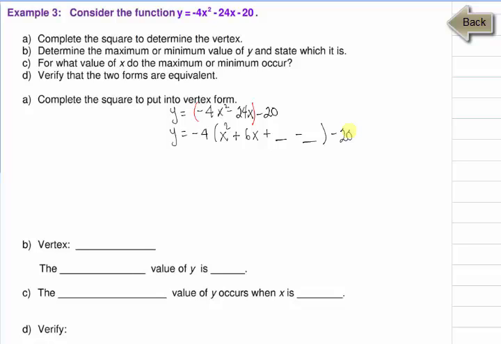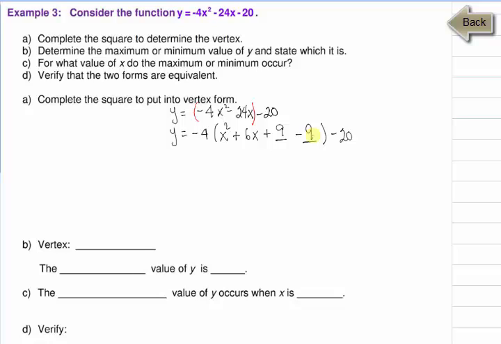Okay? Now, if you're not sure whether you have factored this correctly, then expand to see if you get back to negative 4x squared minus 24x. So you're going to go negative 4 times x squared, negative 4x squared, so you're right on that one. Negative 4 times positive 6x will give me negative 24x, so you're right on that. So the next thing we do is complete the square. We take half of 6, which is 3. 3 squared is 9, so we add 9 and minus 9.